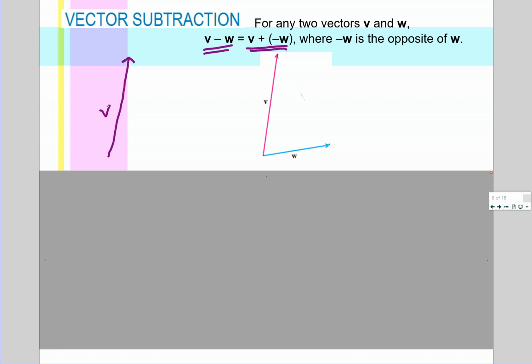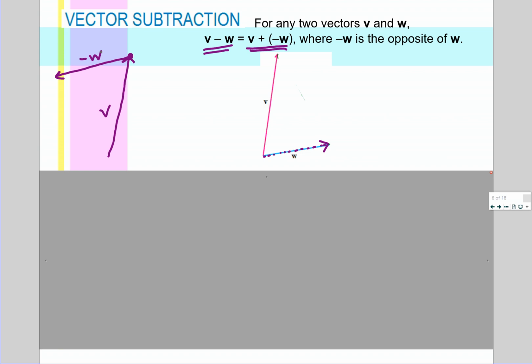Okay. And then to that, I would add on the opposite of w. Well, w right now is going to the right and up a little bit. The opposite of w is going to go in the opposite direction. So it's going to go to the left and down a little bit. It's going to look the same as vector w, but the arrow is going to be on the other side. And where I attach that, I start it where vector v ends. So the opposite of w is going to go right there.